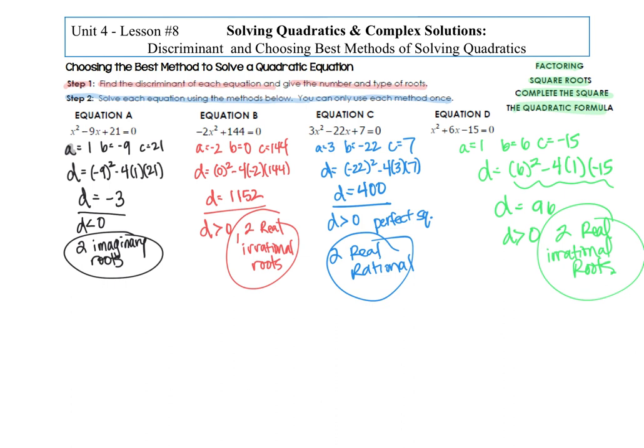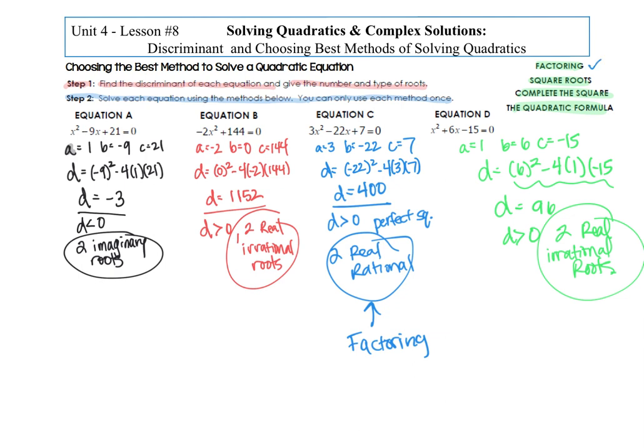We said factoring works sometimes, but when the roots are rational. The only one that said rational roots was the one I did in blue here. Notice it says 2 real rational roots. So we are going to use factoring for equation C. You can put that in the box.